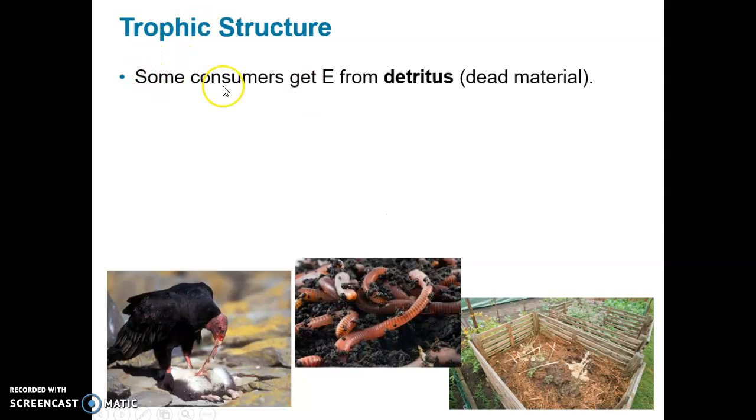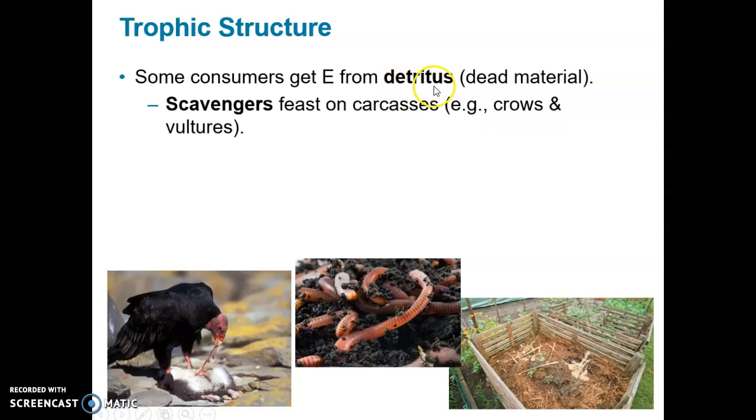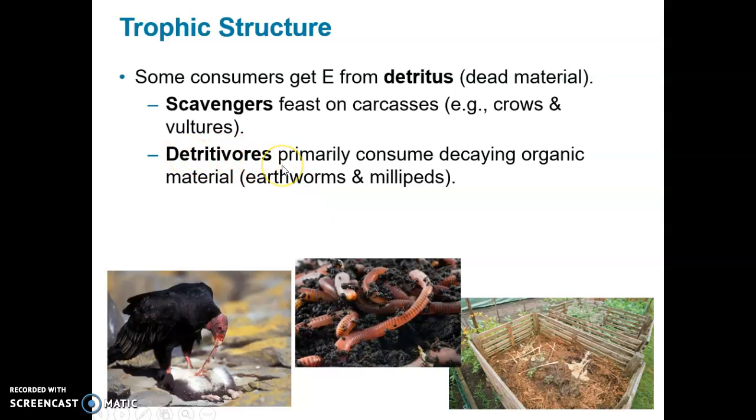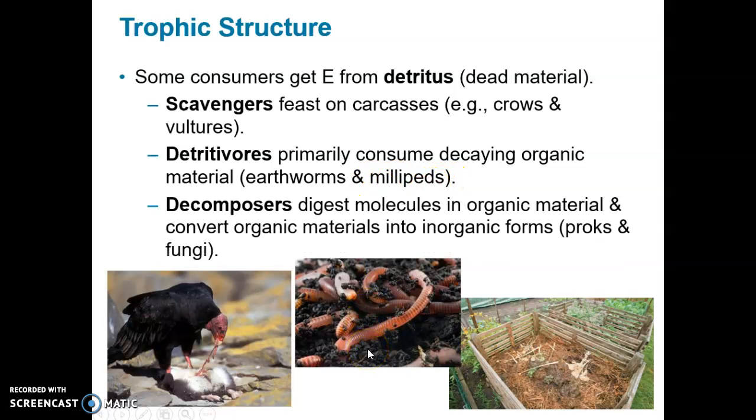So here we go. Some consumers get energy from detritus, dead material. So these are the detritivores. One category are the scavengers. They feed on carcasses, dead things, like crows and vultures. So they don't kill things outright. They're looking for dead animals to take advantage of. They scavenge, right? So they're scavengers. Detritivores are primarily consuming decaying organic material. Think of earthworms in a compost bin or in the soil, or things like millipedes. And they specialize in eating detritus.